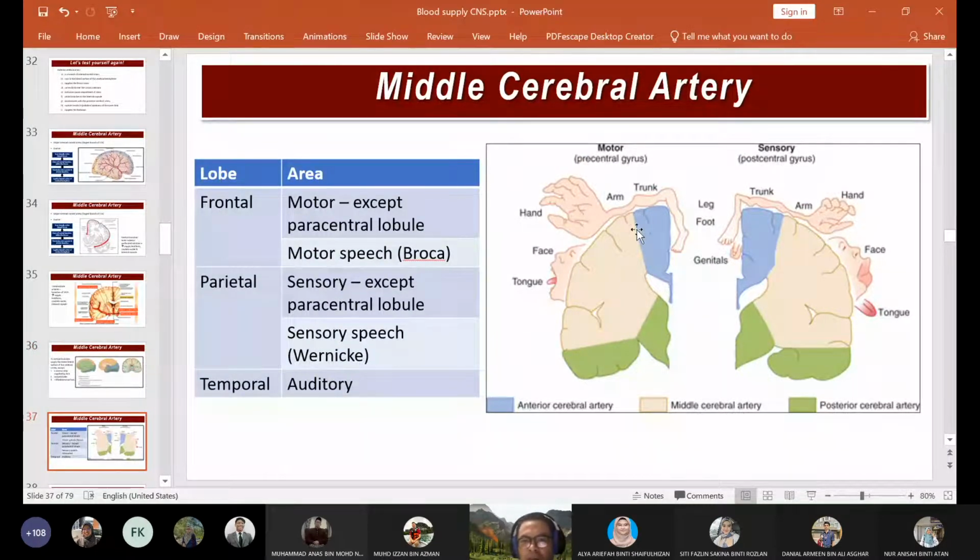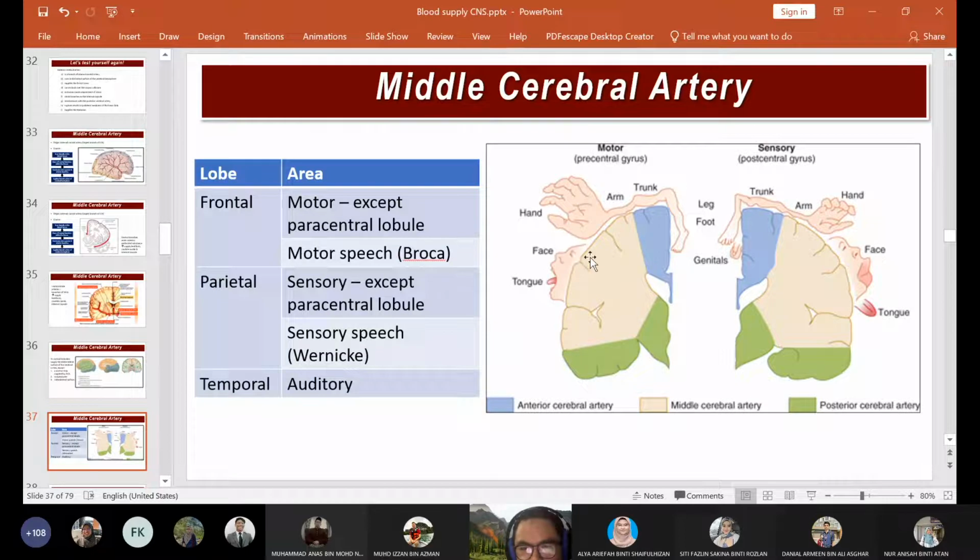If you look at the lateral side of the brain, the homunculus has a lot of hand, face, tongue. These are covered. So if there is a blockage of the middle cerebral artery, it will affect your arm and your face. That's why you see facial weakness and weakness of the arm. Then motor, except for the paracentral lobule. Of course, the speech area.